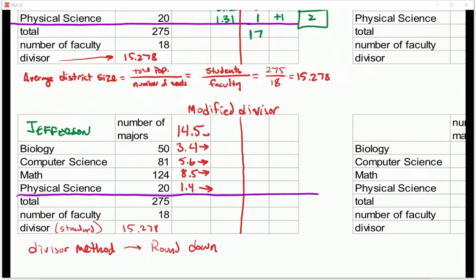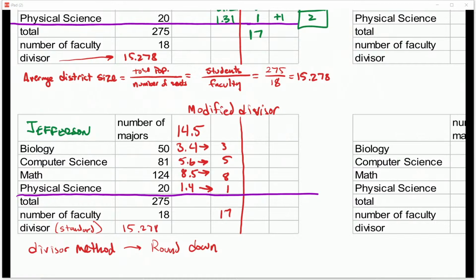Now everyone goes down. 3, 5, 8, oh, I shouldn't have done that, sorry. Okay. 3, 5, 8, and 1. And then check to see, did we do our job? 3 plus 5 plus 8 plus 1, oh, it's 17. Darn.